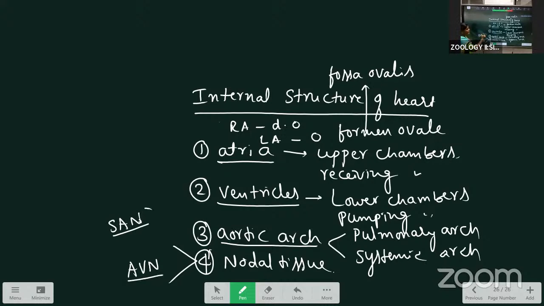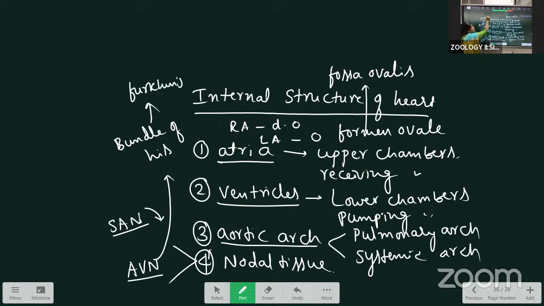The sinoatrial node generates the action potential, which is taken up by the AVN, the atrioventricular node. The AVN supplies it to the bundle of His. This bundle of His supplies the electrical impulses throughout the walls of the ventricles by the Purkinje fibers. Like this, the contraction and relaxation will occur. This is about the whole process.